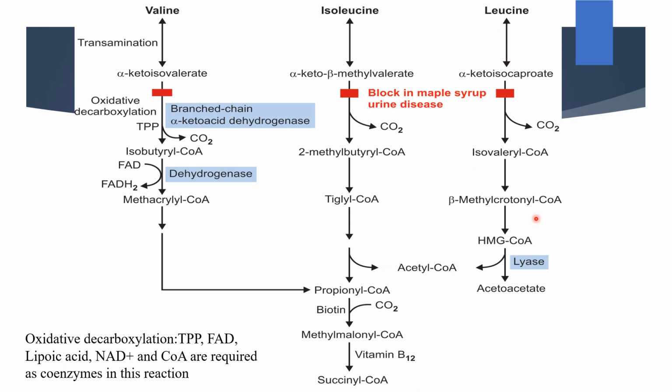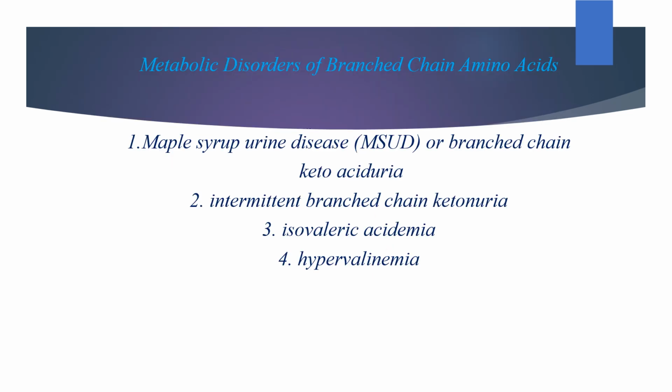Then the leucine end product is acetoacetate. It is only ketogenic in nature, so exclusively ketogenic. So this is how the fate of these amino acids decides whether they are ketogenic or glucogenic.